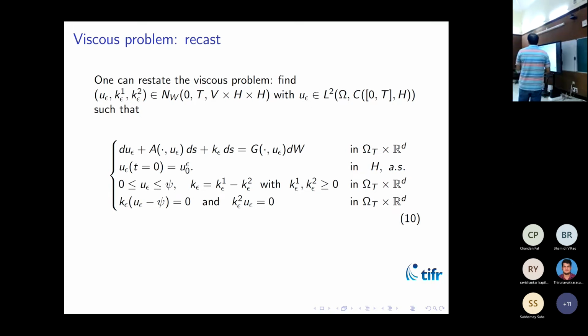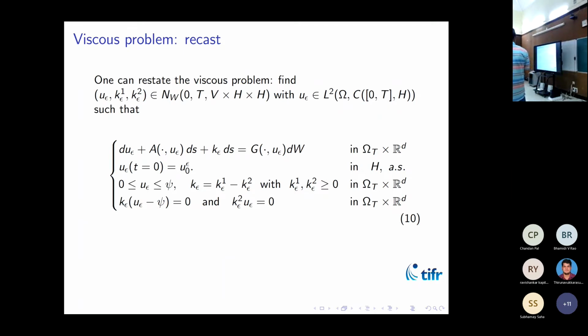So now we can recast this obstacle problem as follows. You find this triplet. So u epsilon is typically the solution that you're looking at. Then these other two quantities, K epsilon 1 and K epsilon 2, are predictable stochastic processes such that they satisfy this stochastic differential equation. Okay. So now there is no obstacle per se here. It is satisfied at every point. Okay. So this is omega t cross R^d, and the initial data is also satisfied.